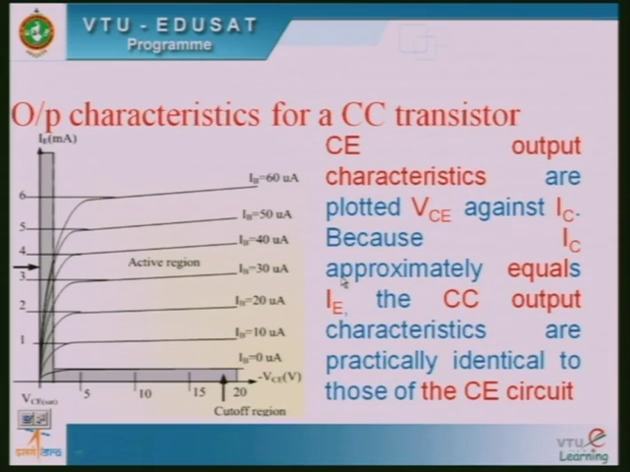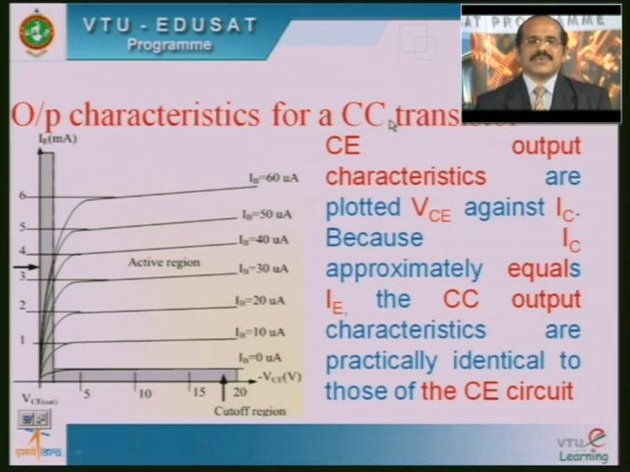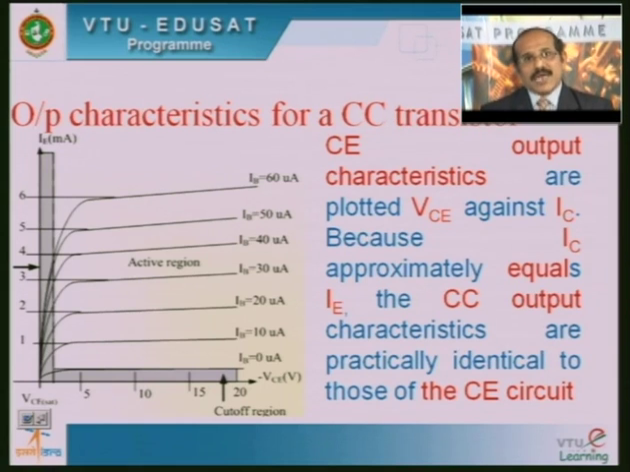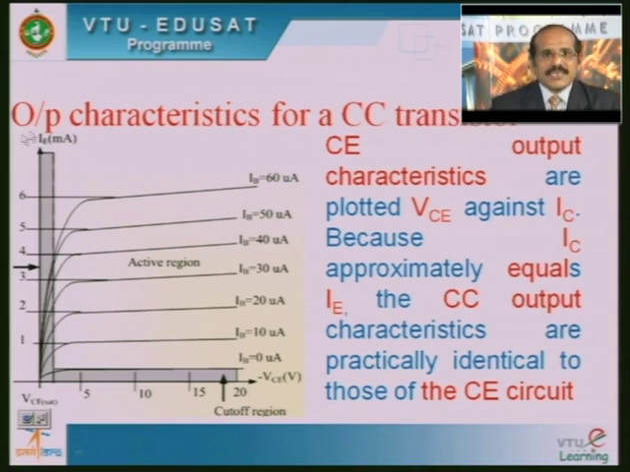So now let us see the output characteristics of BJT in a common collector configuration. The output characteristics are a plot of the output voltage versus the output current. In this configuration, the common collector configuration, base is the input and emitter is the output. Therefore, output voltage is VCE and output current is IE.